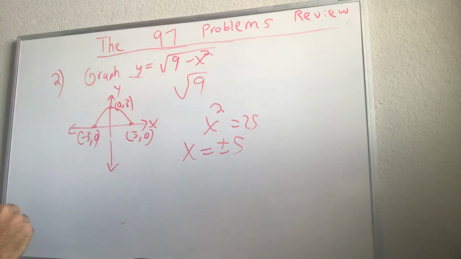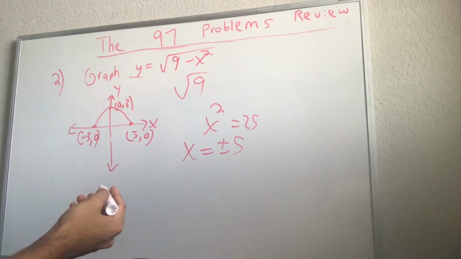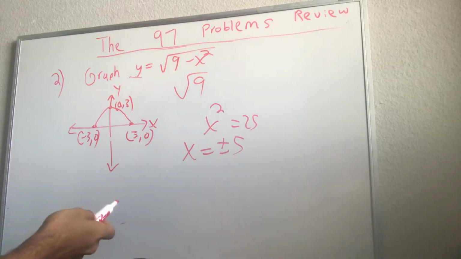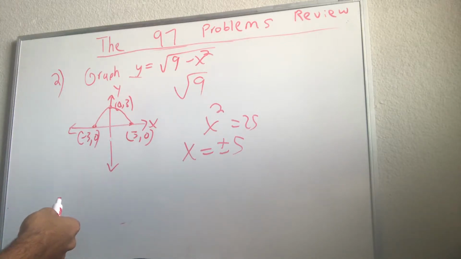Obviously, your x value cannot be greater than 3, and that's pretty common sense. If you take 3.001, your x squared is going to be greater than 9, and 9 minus that value will really give you the square root of a negative value, and obviously you cannot have the square root of a negative value, right?